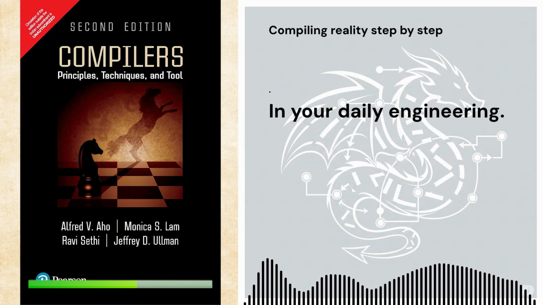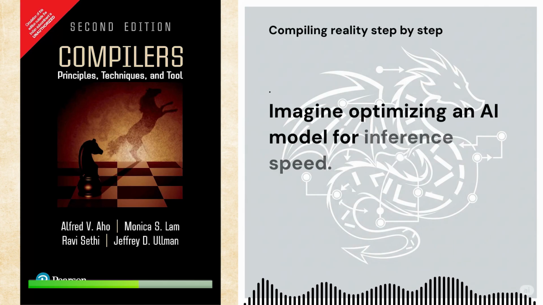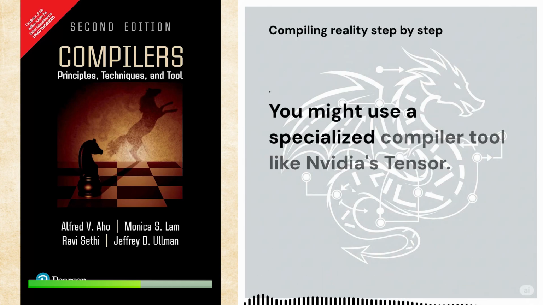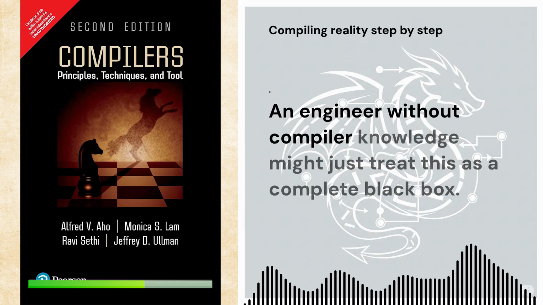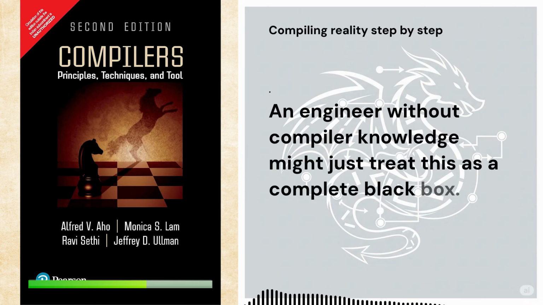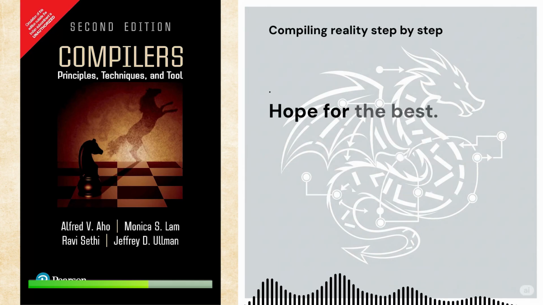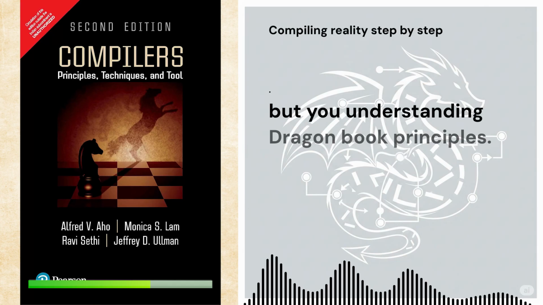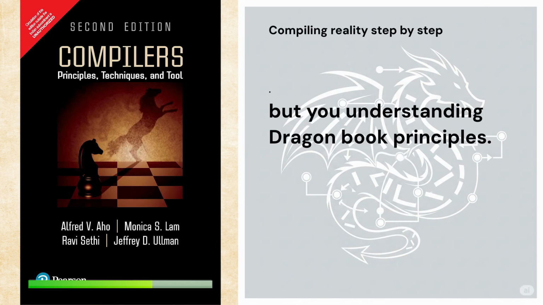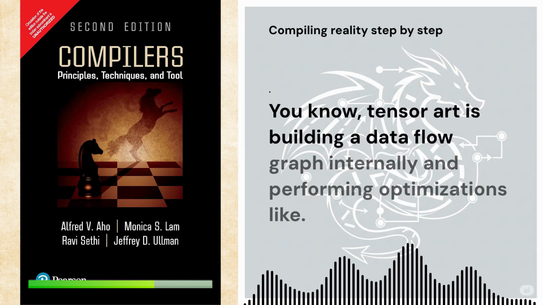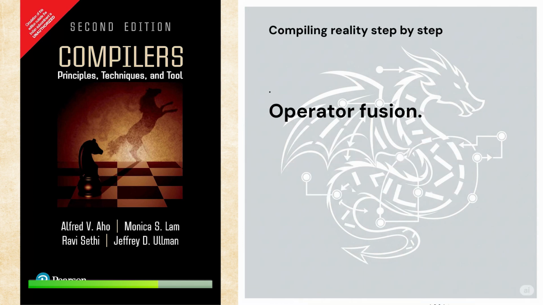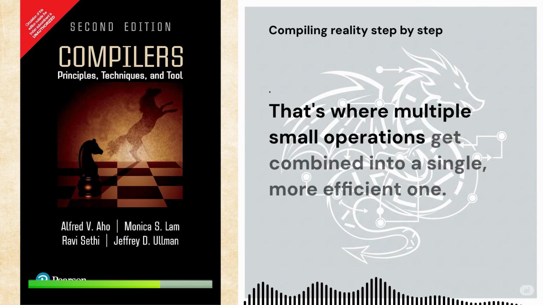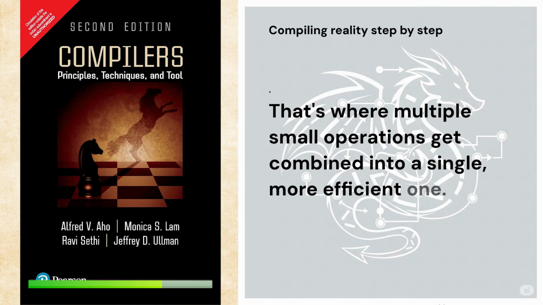In your daily engineering, imagine optimizing an AI model for inference speed. You might use a specialized compiler tool like NVIDIA's TensorRT. An engineer without compiler knowledge might just treat this as a complete black box. Press the button, hope for the best. But you, understanding Dragon Book principles, know TensorRT is building a data flow graph internally and performing optimizations like operator fusion. That's where multiple small operations get combined into a single, more efficient one.